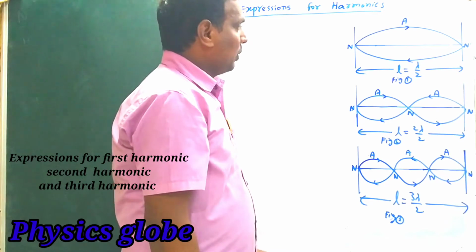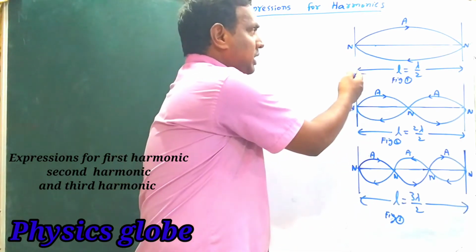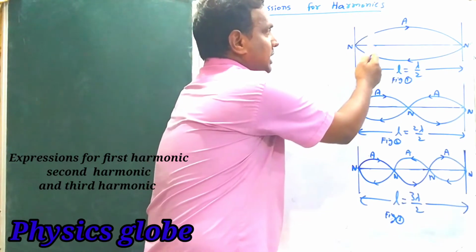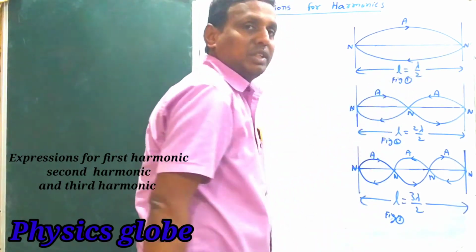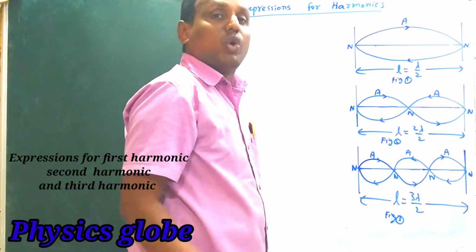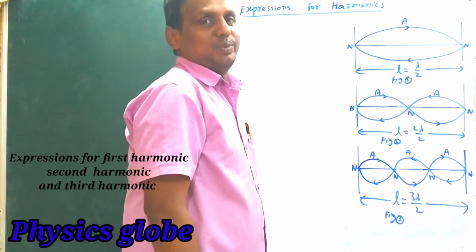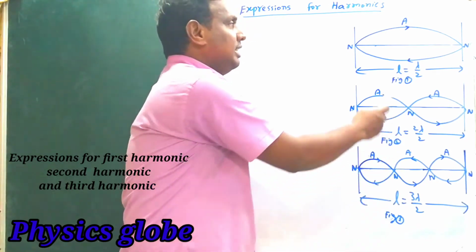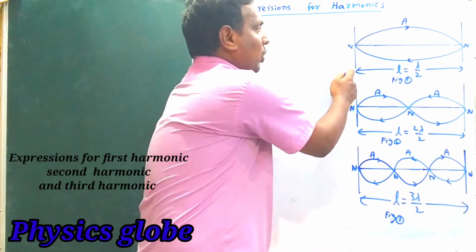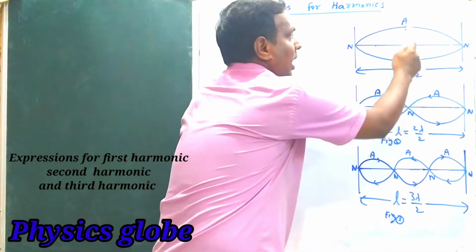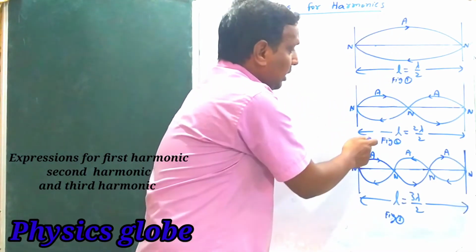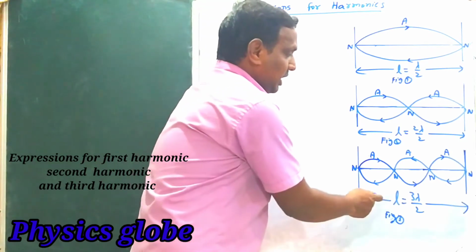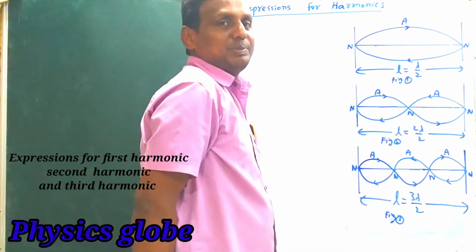So here now, dear students, in the first case, we have one loop. When the string vibrates with one loop, we have nodes and antinodes here. Here the string vibrates with two loops. Here the string is vibrating with three loops.